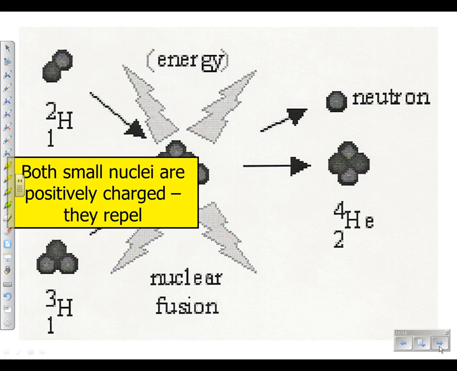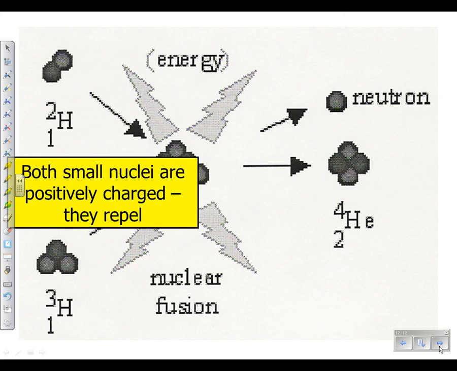But we can get them to do what we want them to do if we give them a lot of what? Energy, right? Remember, energy, the ability to do stuff. So in order for the small nuclei containing protons to form together, they need a lot of energy. And that energy comes in the form of a very, very high temperature. So this high level of energy is only achieved at high temperatures.